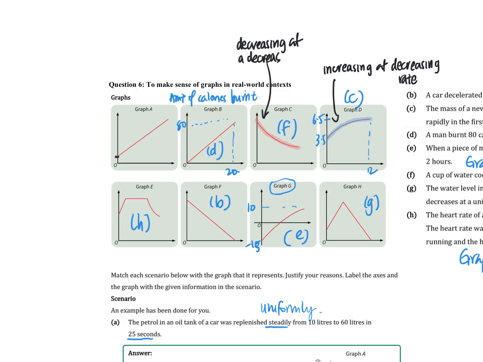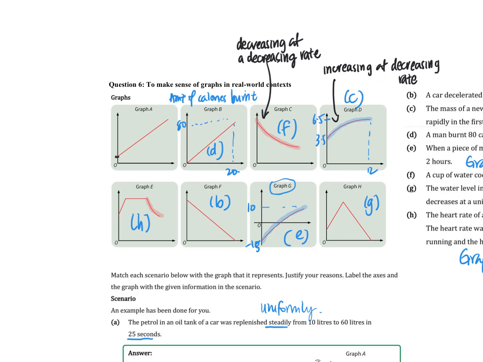So although it is dropping slower and slower, so decreasing rate. So you look at the shape of the graph, it's just a reverse shape. And then any other shape we need to be wary of, don't have. I think this is about it. The rest are all uniform. Okay, this one is decreasing at a decreasing rate. This one. Yes.